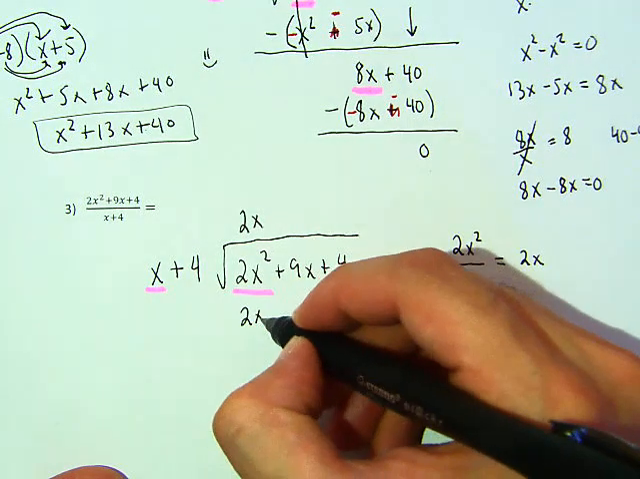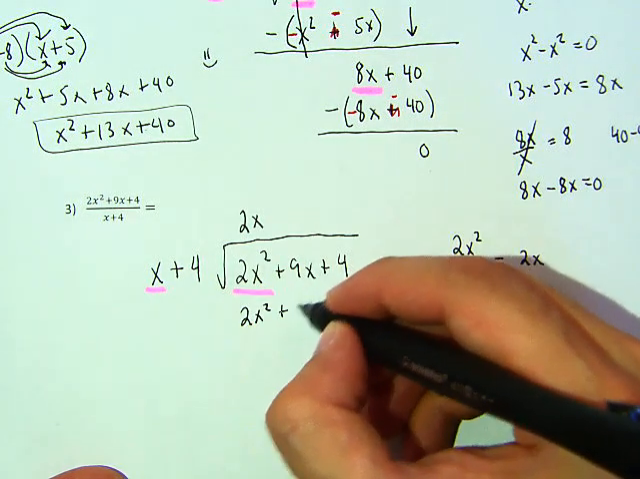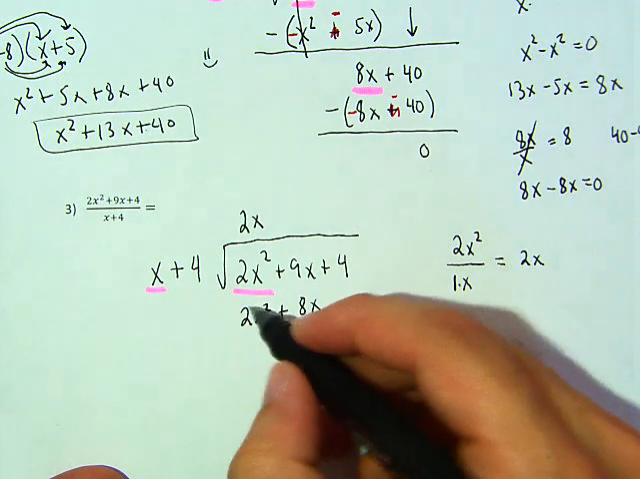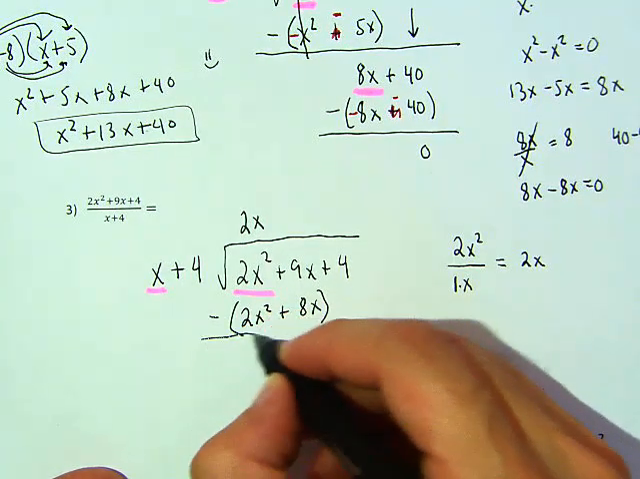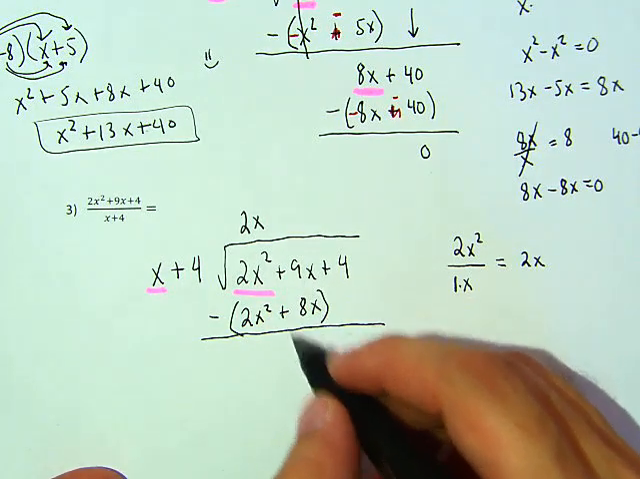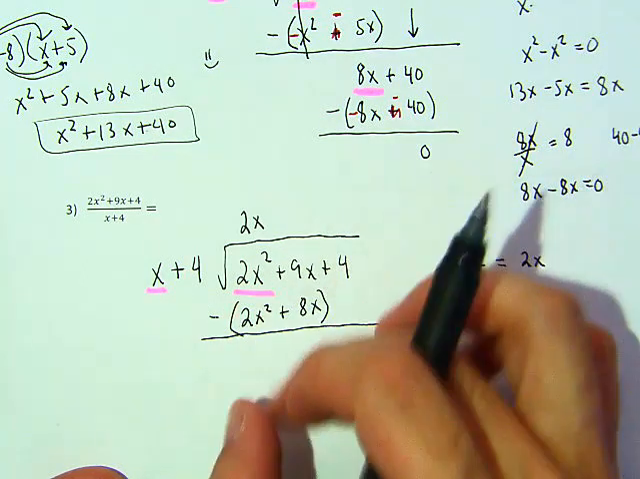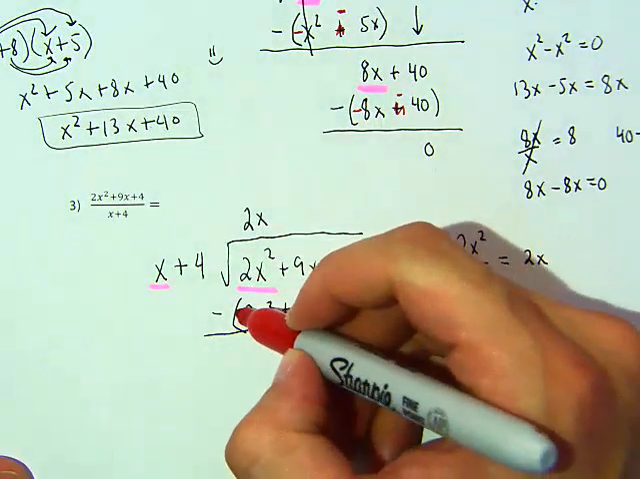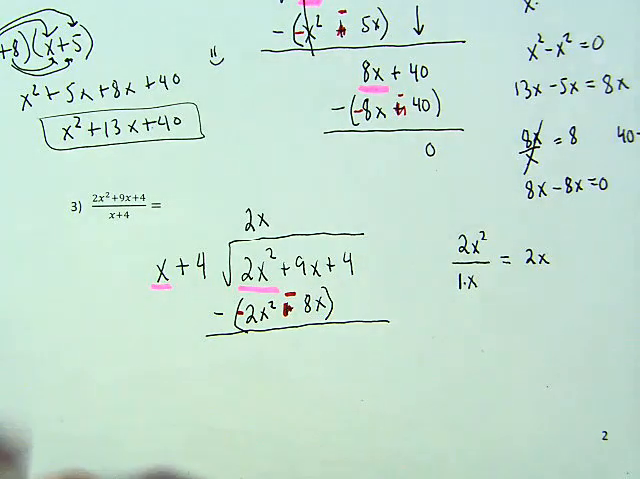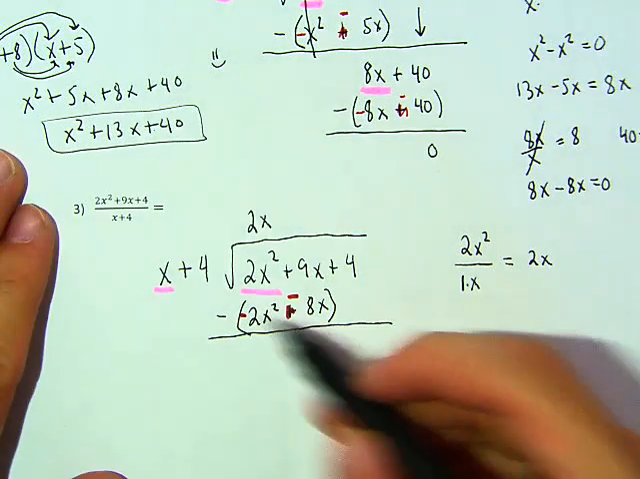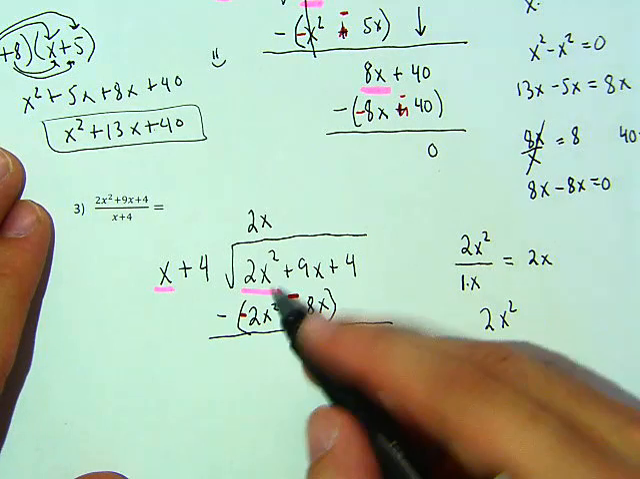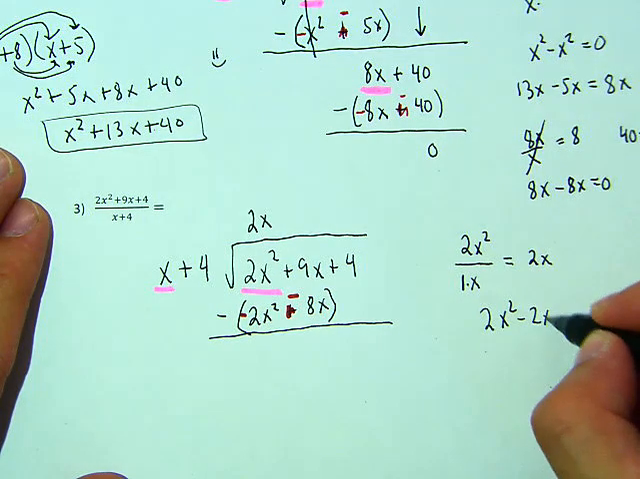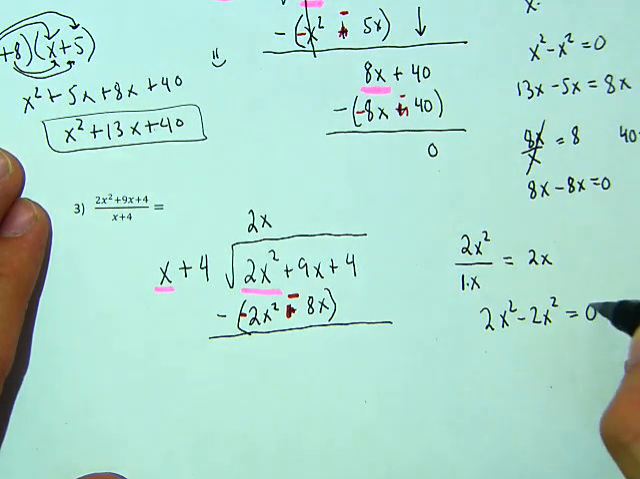2x times x is 2x squared. 2x times 4 is 8x. Okay? Then, parentheses, parentheses, subtract. And if you feel like I'm going very fast, pause the video and go back. Okay? But I'm going to speed it up a little bit. So what do I do? I distribute the negative. Okay? So 2x squared, right? What are you saying? You're saying 2x squared minus 2x squared, that's 0.